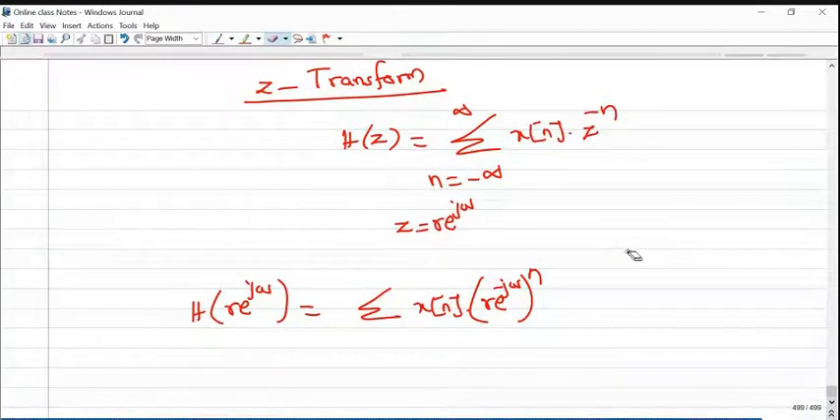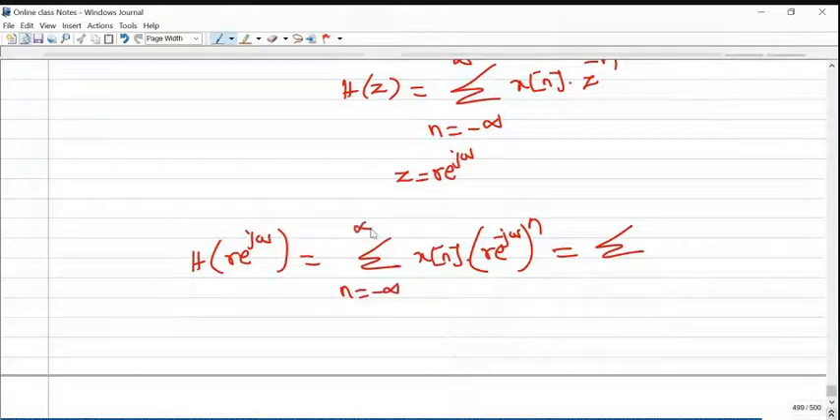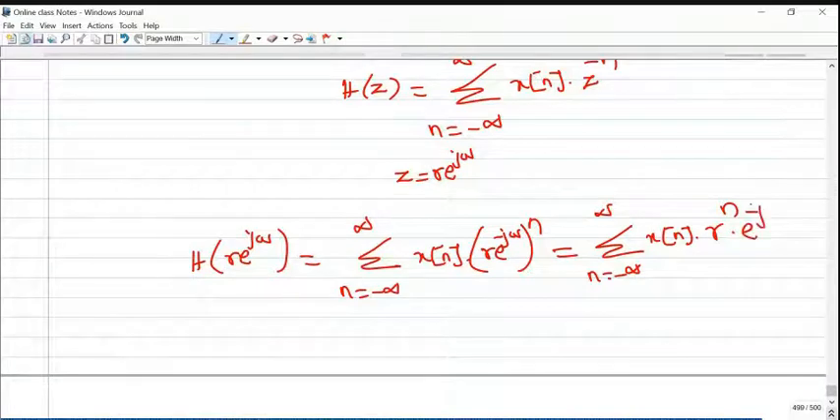If r equals 1, we can reduce this expression. The Z transform is derived from the DTFT only by assuming z equals r e^(jω). X(z) is the sum from n equals minus infinity to infinity of x[n] r^n e^(-jωn). Now compare this Z transform with the DTFT. They are almost the same, except for this r^n, correct?